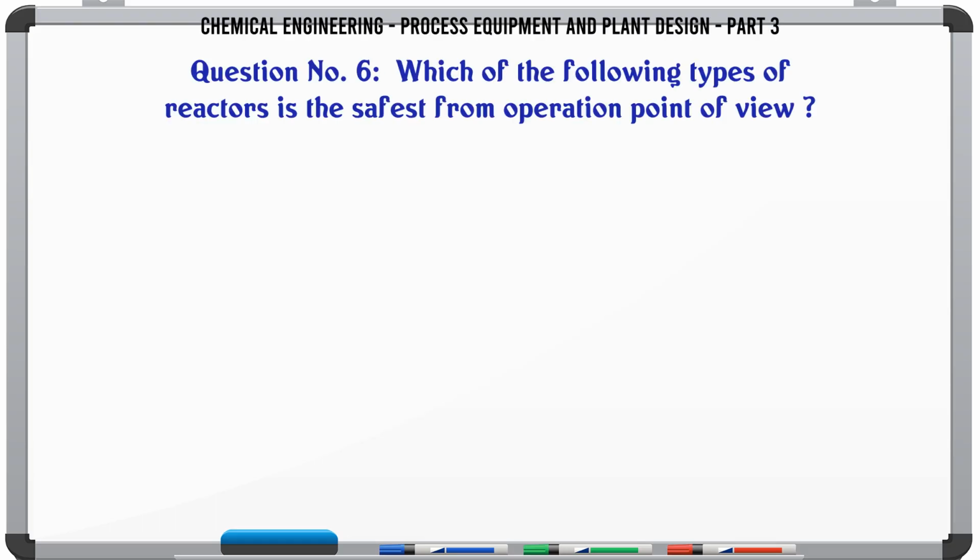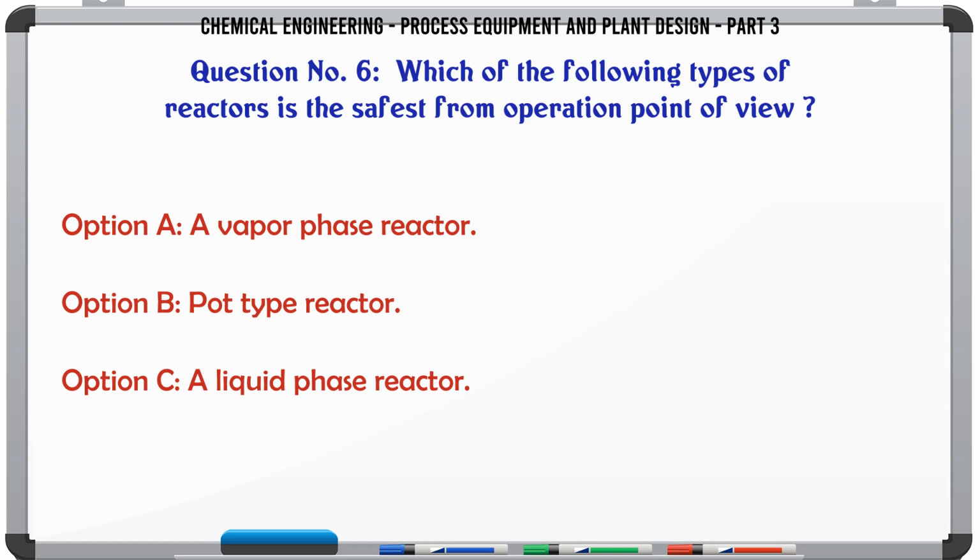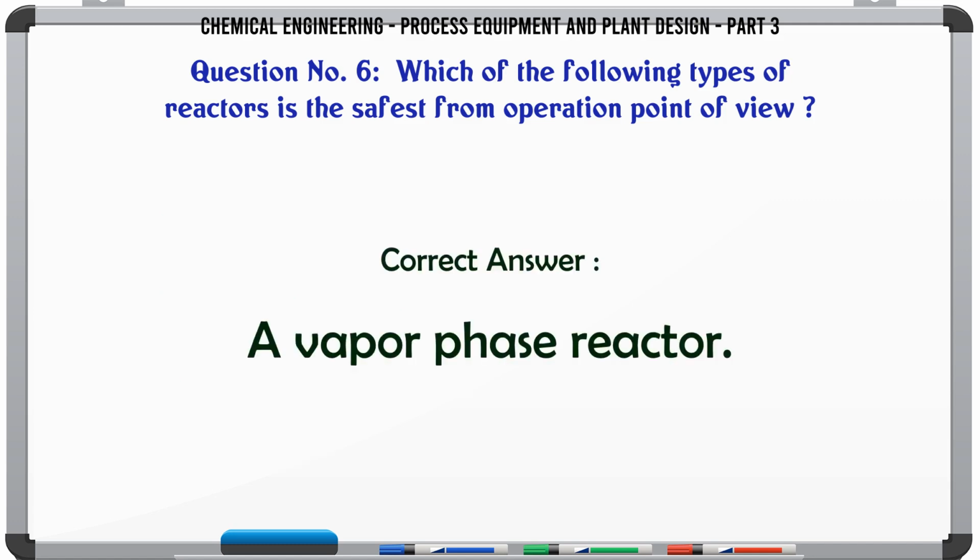Which of the following types of reactors is the safest from operation point of view? A. A vapor phase reactor. B. Pot type reactor. C. A liquid phase reactor. D. A liquid phase catalytic reactor. The correct answer is a vapor phase reactor.